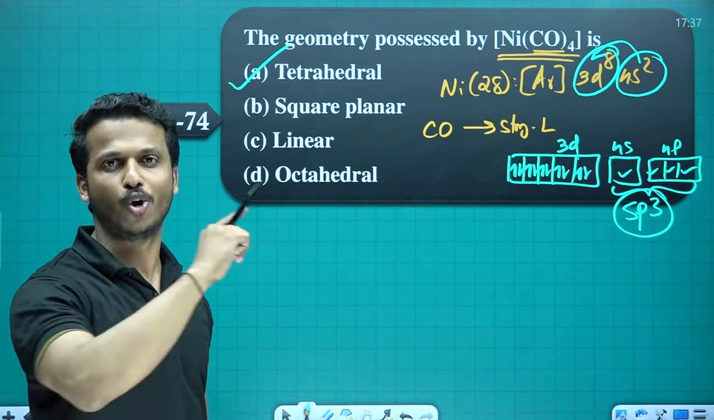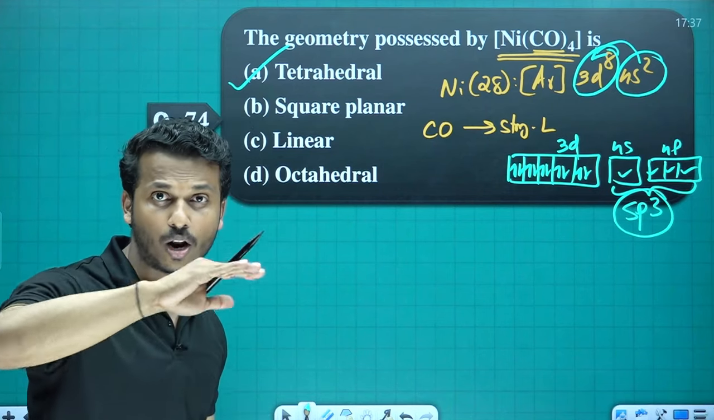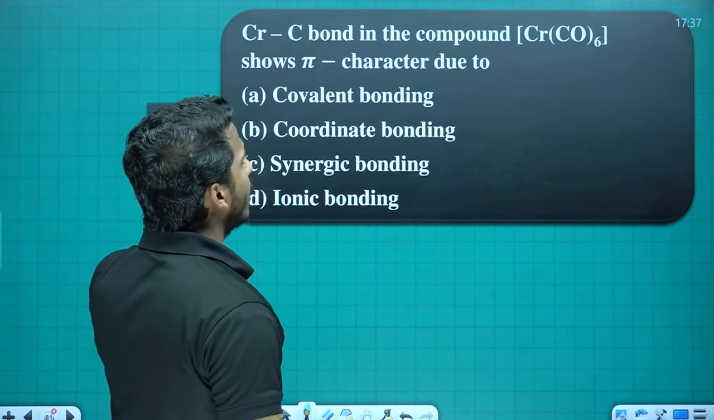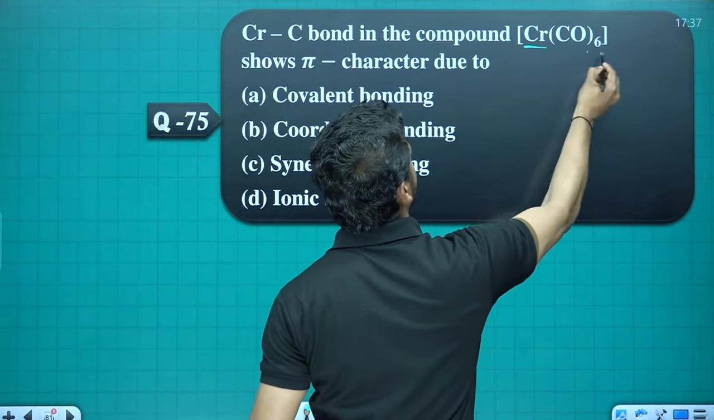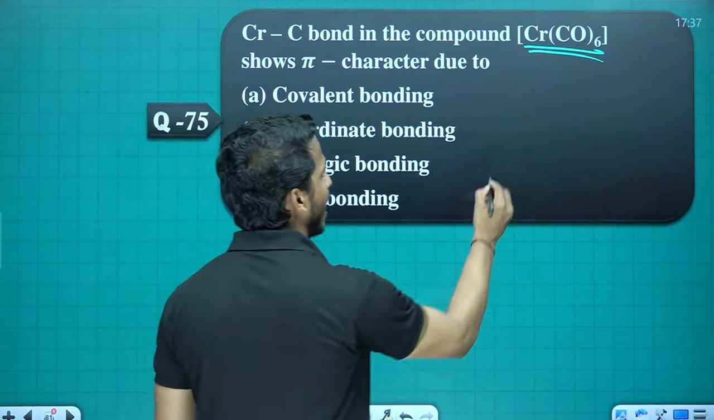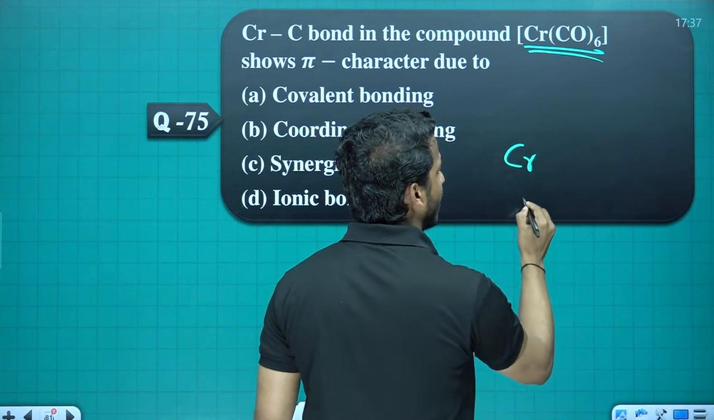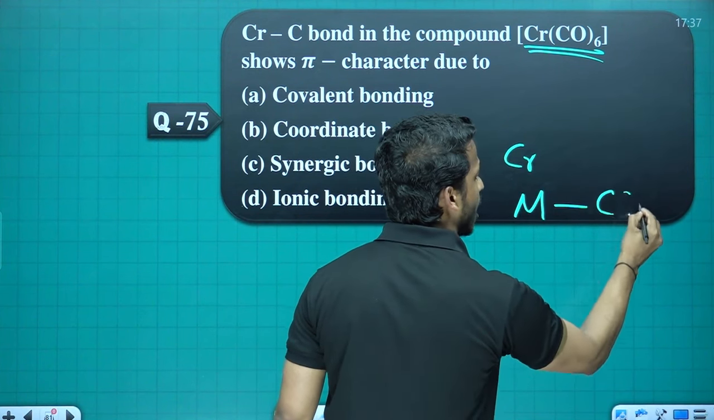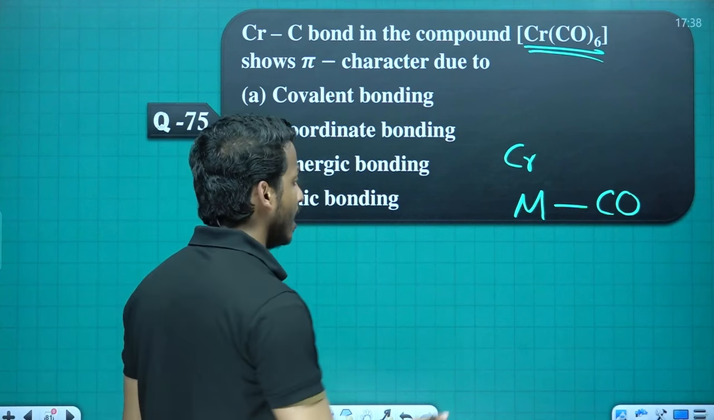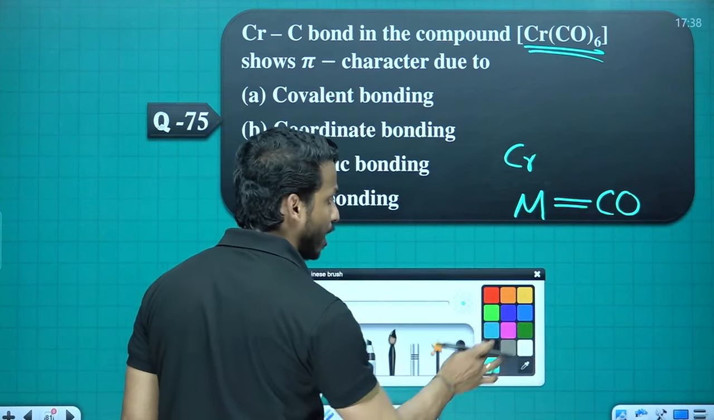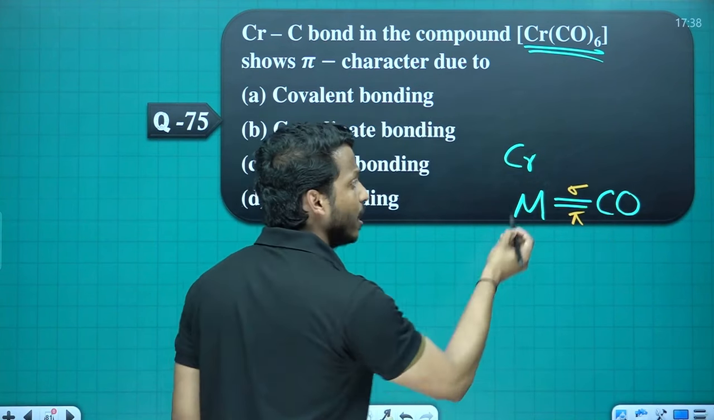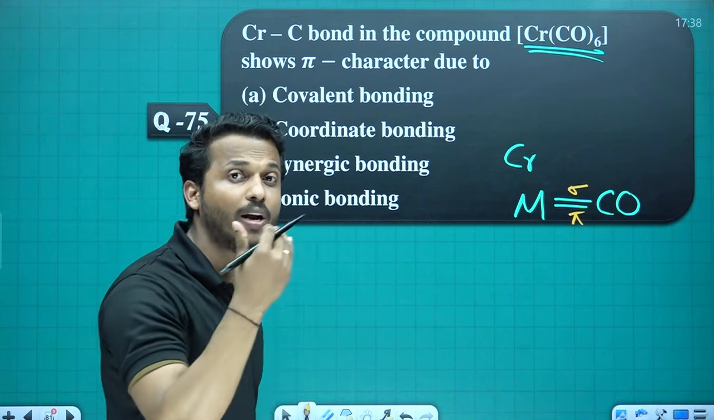Tetrahedral is the geometry according to VBT. These all are related to VBT and CFT. Now, the Cr–C bond in the compound Cr(CO)6 shows pi character. We studied that a metal combined with the carbonyl ligand has the ability to form a pi bond. Pi bond means one sigma bond and one pi bond, as in a double bond.